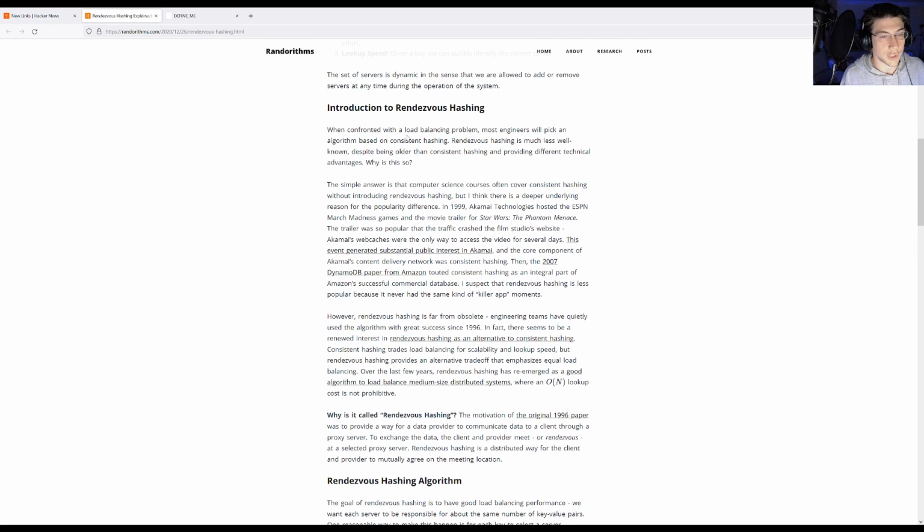So rendezvous hashing and consistent hashing. Rendezvous hashing is less well known, but it's older. The simple answer is that computer science courses cover consistent hashing without introducing rendezvous hashing.